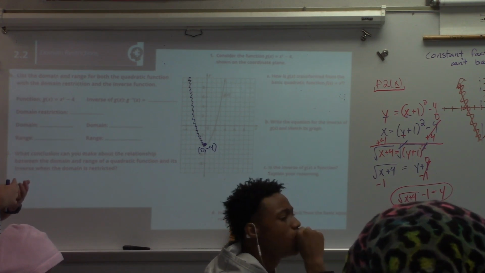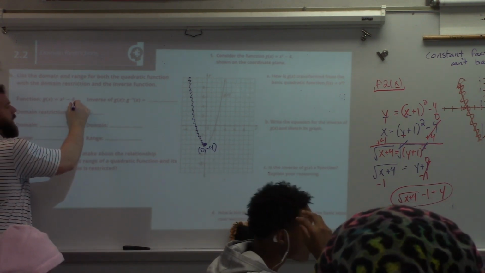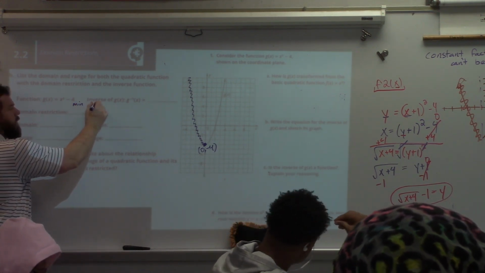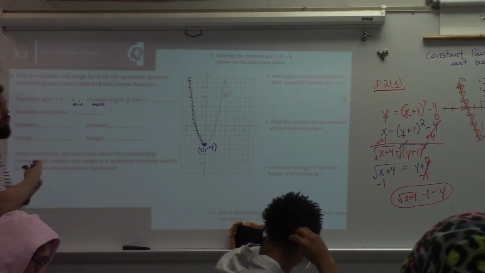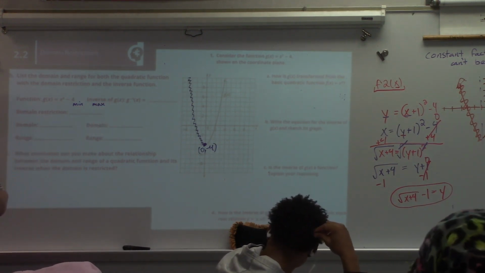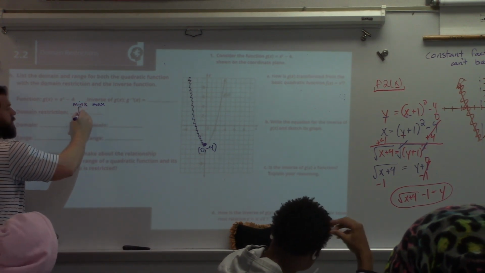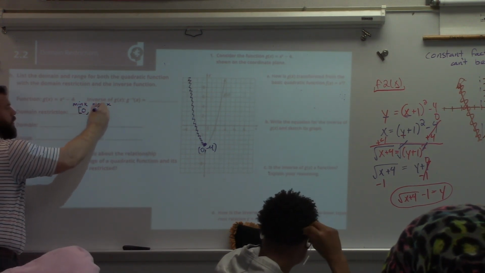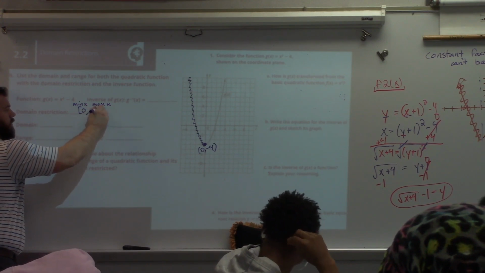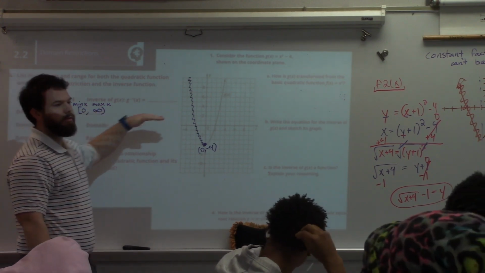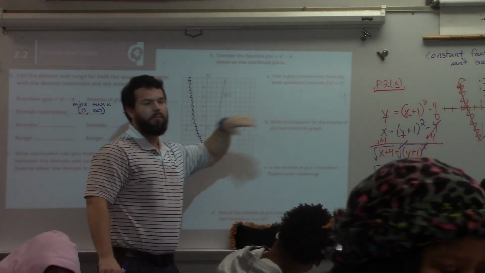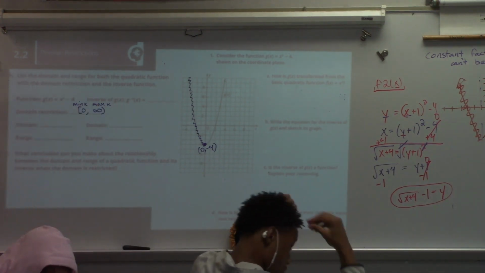But listen, when we use interval notation, I always need a minimum and a maximum. So what is my lowest domain value? We have to remember domain is x. So my minimum x is 0. What's my maximum x? Infinity. Does it ever quit going to the right? No. So the maximum domain is infinity.